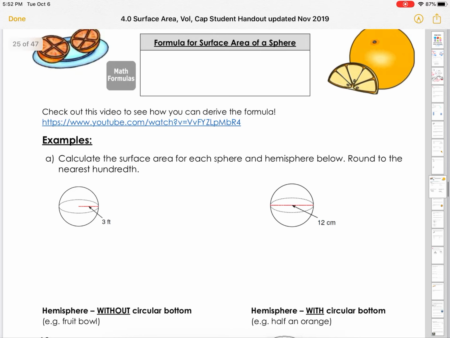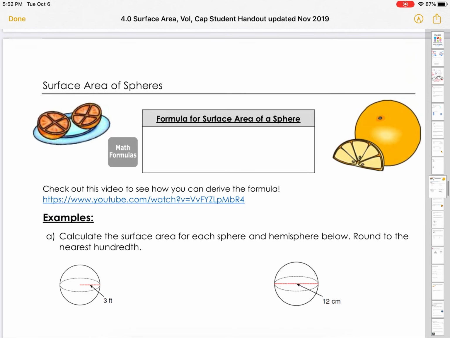Okay, so here we're doing, it's not scrolling down for me. There we go. Surface area of spheres. So this is in our topics or our lessons.